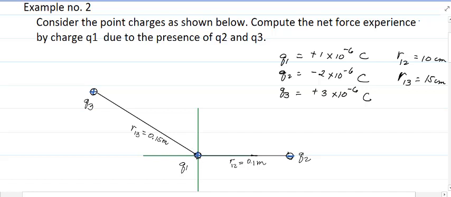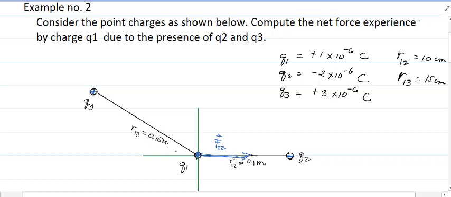Take note that charge 1 would experience an attractive force due to the presence of this negative charge Q2. So attractive. Therefore, the force experienced by charge 1 due to charge 2 would be in this direction. Okay. This is our F12. And going to the right.